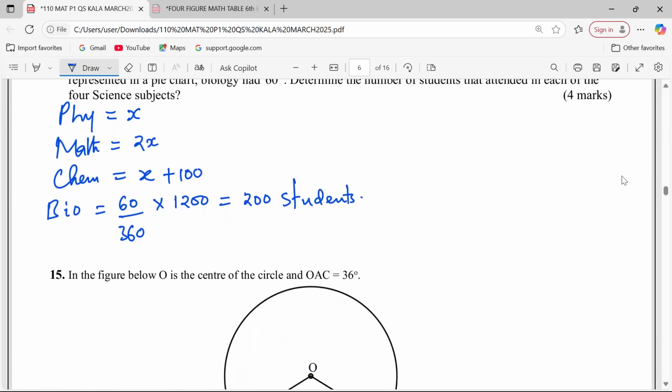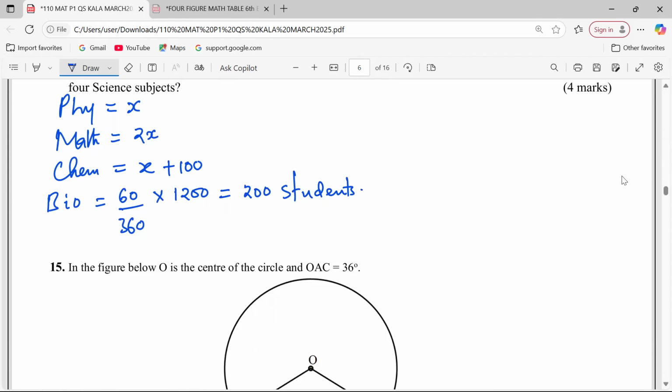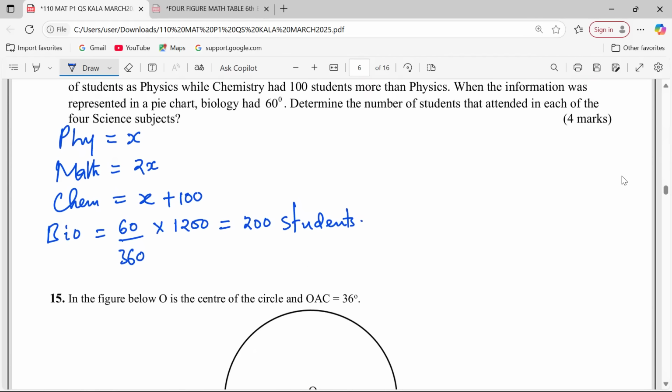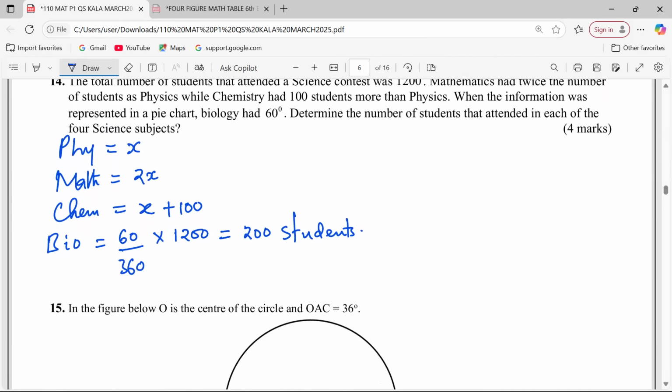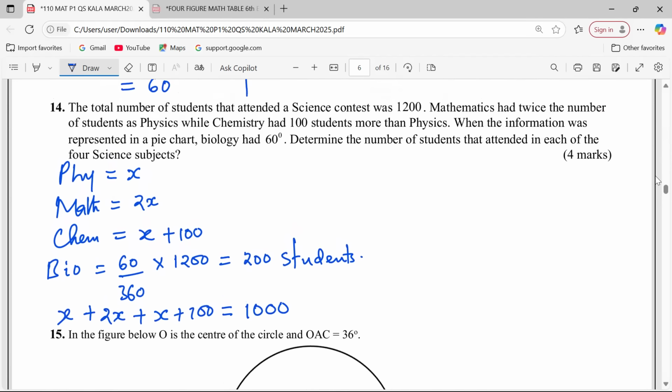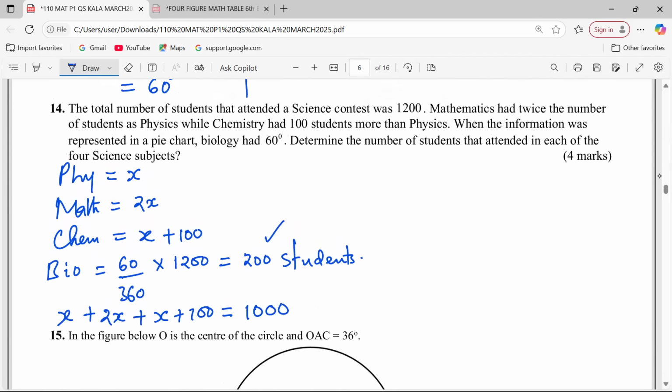60 students took biology, 200 students. That means the other 3 sciences now are sharing the remaining, which is 1,000. So when we take X and we add 2X, then we add again X plus 100, we are supposed to get the other students now who are 1,000, because biology alone is taking 200. Then the remaining students are 1,200, and they are going to the other subjects.